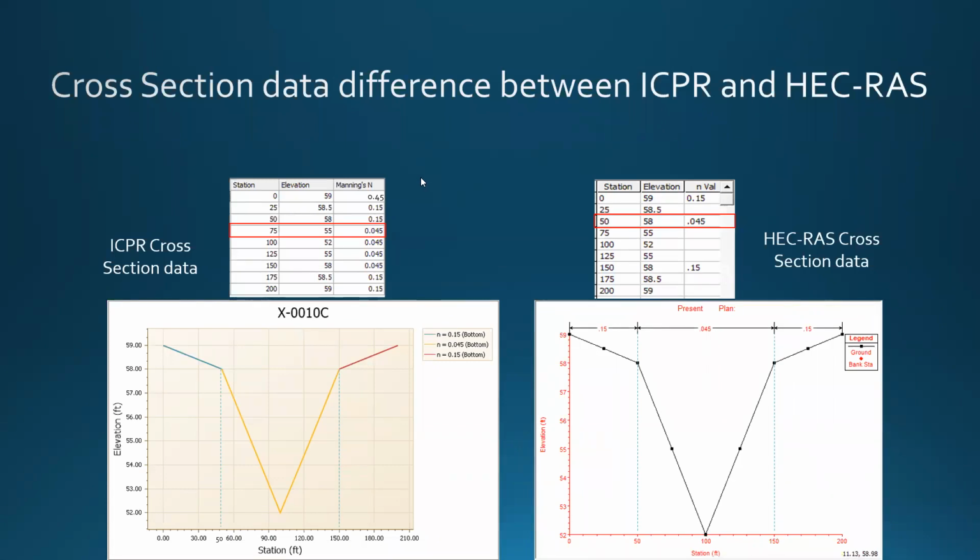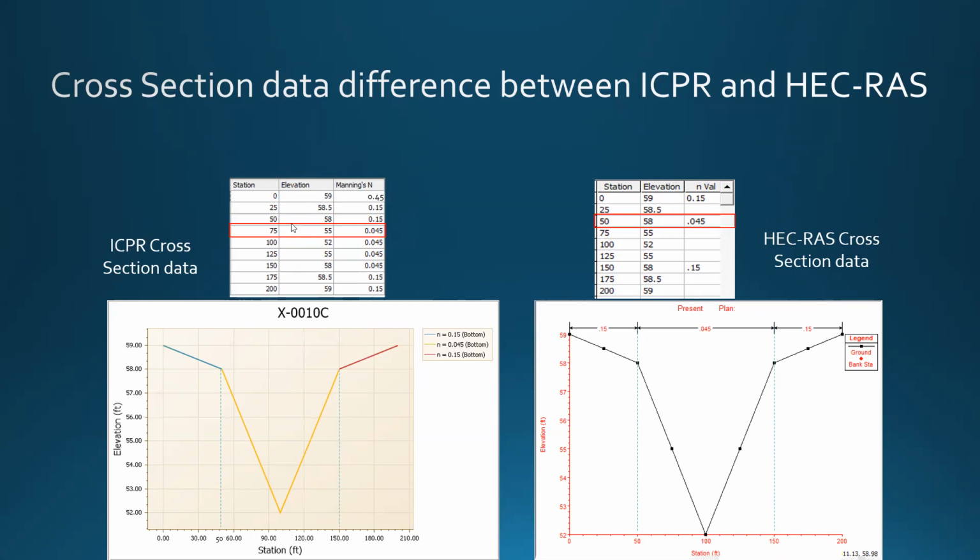It's good to know that sometimes if you're using cross-section data from another software in HEC-RAS, the cross-section structures are different than in HEC-RAS. For example, this cross-section on the left side is from ICPR 4. You can see the graph. Both sides show everything is the same. The Manning value for overbank for both models, HEC-RAS and ICPR, is 0.15, and the main channel is 0.045, the Manning value, I mean.